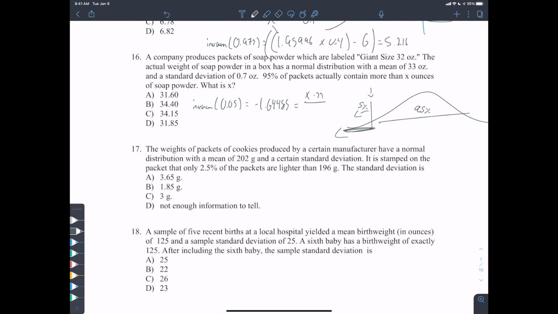It gives us that 33 ounces is our mean with a standard deviation of 0.7. Do some math, and it's going to give you a value of 31.849, which rounds to 31.85. That is the cutoff point for the packets that contain more than X ounces of soap powder.